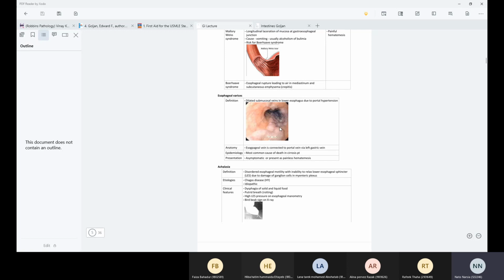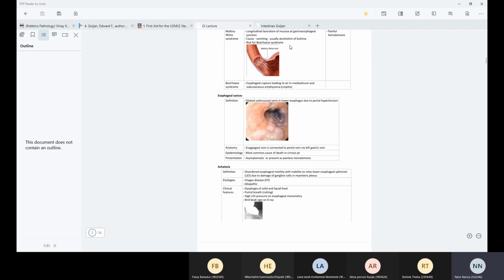Okay, this blood vessel will rupture, and it will lead to severe hemorrhage. The presentation is asymptomatic. You never know actually, the patient has nothing, no pain at all, and presents with painless hematemesis, and that is actually what will lead to death. So, painful hematemesis and painless hematemesis.